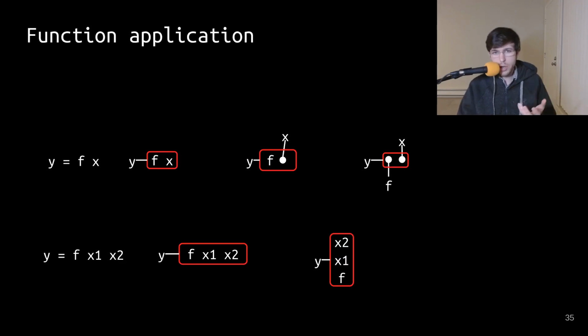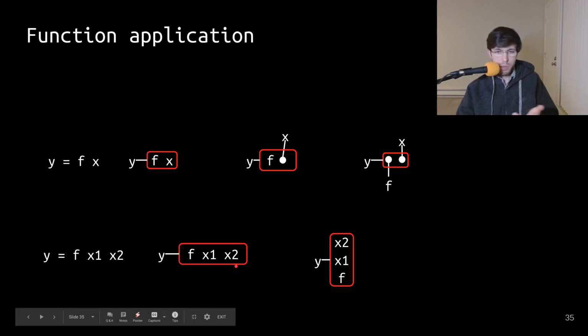So let's start with function application. It's basically Lisp style. Instead of parentheses, it's a box. And you can do multiple arguments. You could also rotate the application 90 degrees. This is just to make layout nicer.